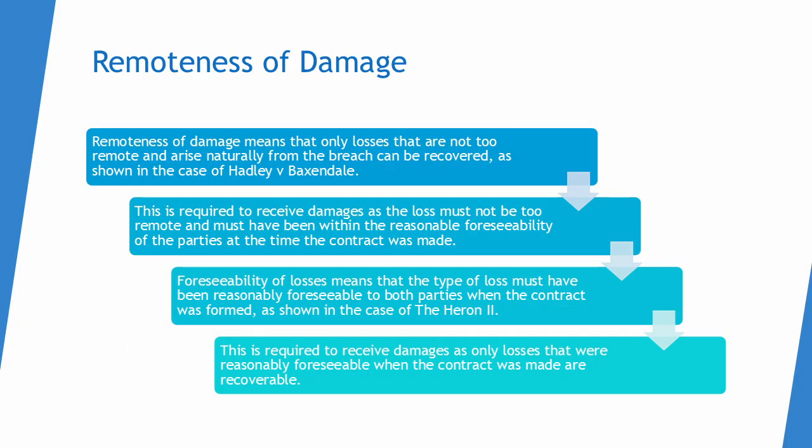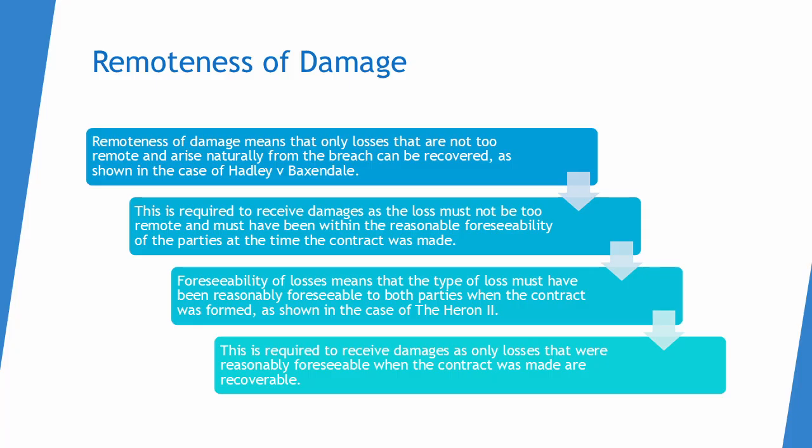Remoteness of damage. Remoteness of damage means that only losses that are not too remote and arise naturally from the breach can be recovered, as shown in the case of Hadley v. Baxendale. This is required to receive damages as the loss must not be too remote and must have been within the reasonable foreseeability of the parties at the time the contract was made.